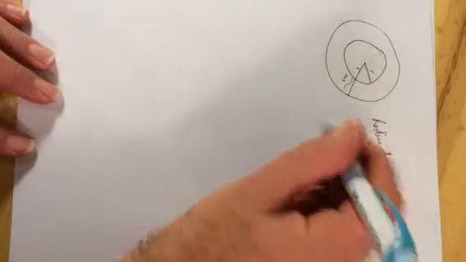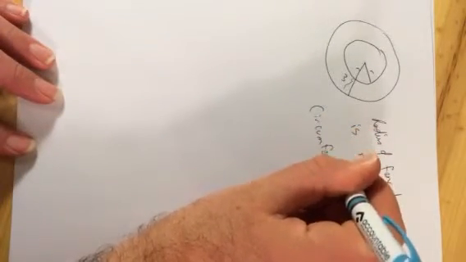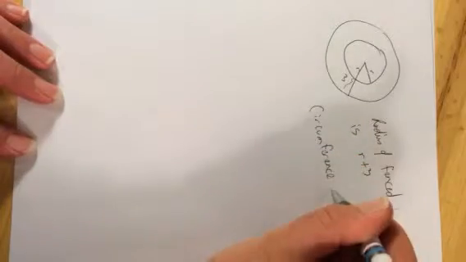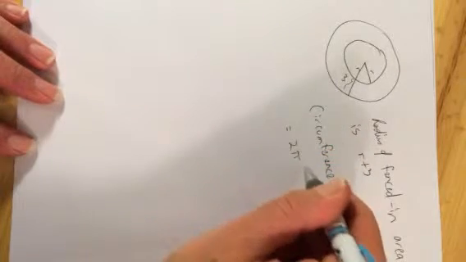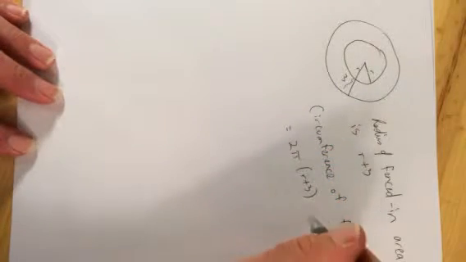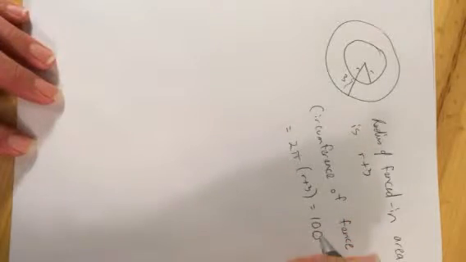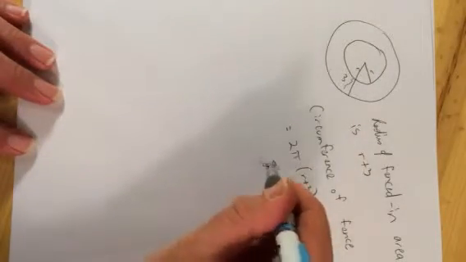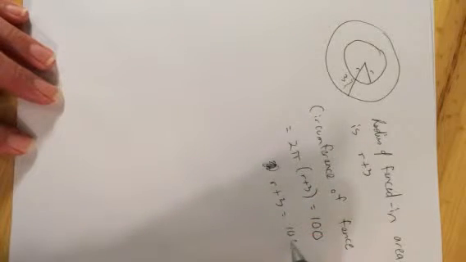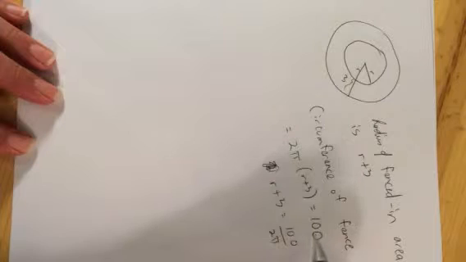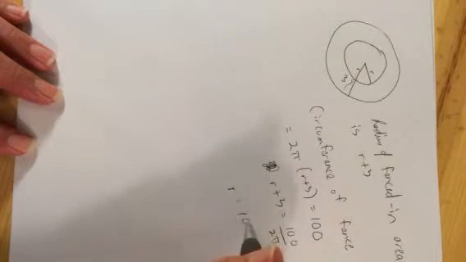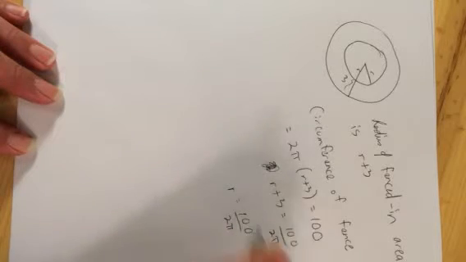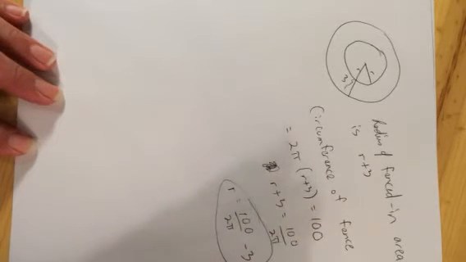So that means the circumference of the fence has got to be 2 pi times the radius, which is R plus 3. So that has got to be equal to 100. Again, we should be able to solve this to figure out the radius of the pond inside. So if I take R plus 3, that's got to be 100 over 2 pi. I can just divide both sides by 2 pi. And so R has got to be 100 over 2 pi minus 3, whatever that is.